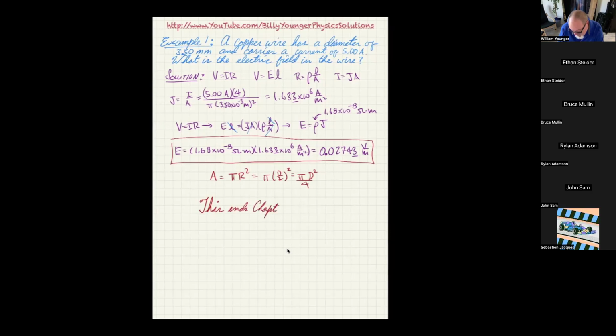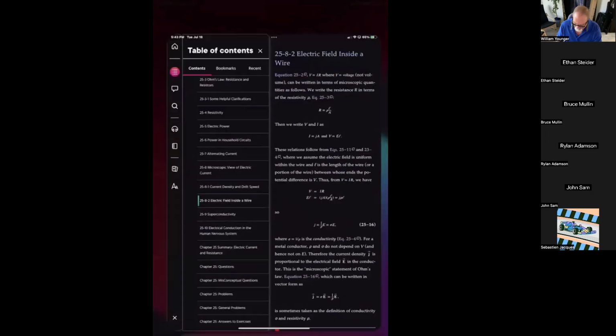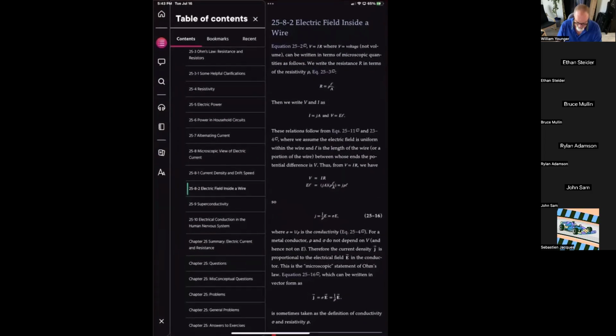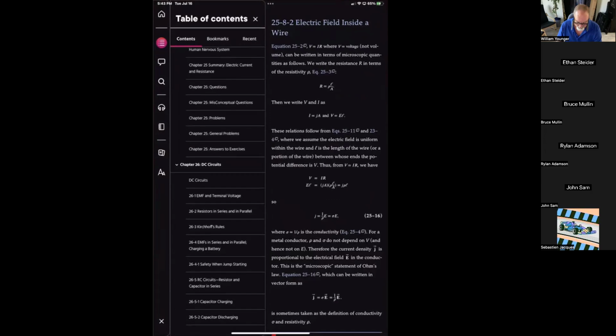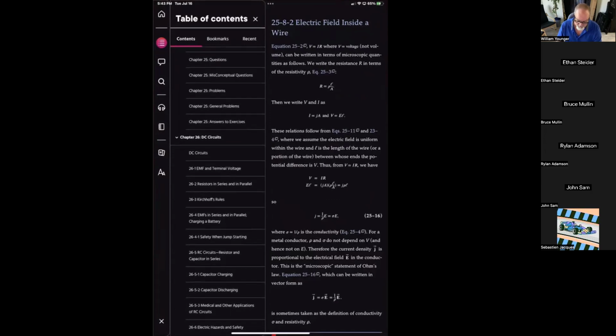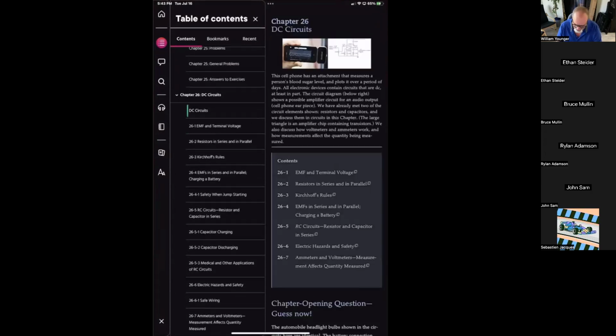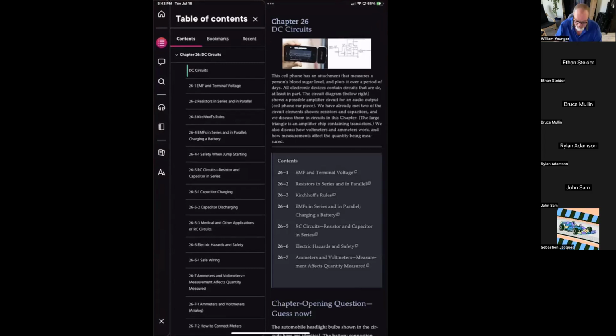So that ends chapter 25. And we're moving on to chapter 26. Now, chapter 26, again, since I don't have the ability to access the Pearson website, I will tell you chapter 26 is called DC Circuits. It's called DC Circuits, and it covers EMF and terminal voltage.